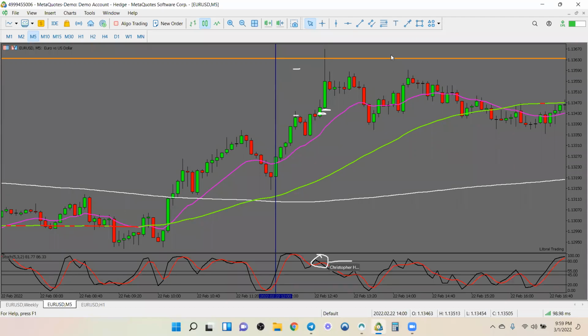So it made a hook here at 80. The candle that created the hook was that candle right there. So that is your trading candle, or your entry candle, I should say. Your stop loss is above that candle. Still 3 to 5 pips below and above for the stop loss.